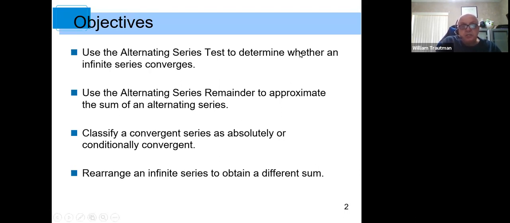And you can go ahead and read these. Use the alternating series test to determine whether an infinite series converges. You could also use it to approximate the sum of an alternating series, and we're not going to be doing that. Classify a convergent series as absolutely or conditionally convergent. And we're not going to do the second part either, rearranging. So in this lecture or in the homework, we're not doing this or this. Yes, we are going to be doing these two.